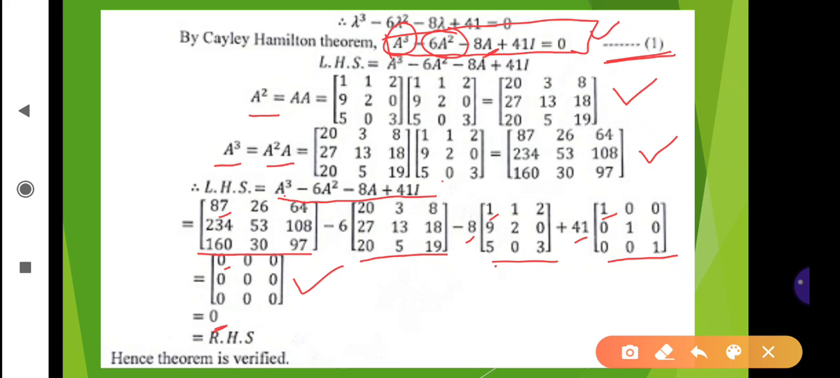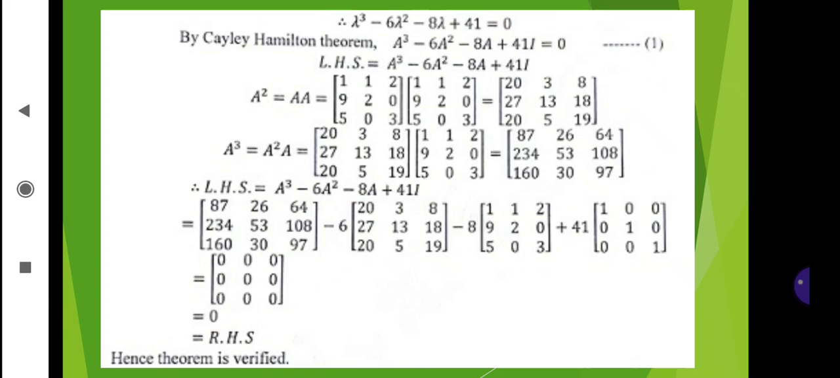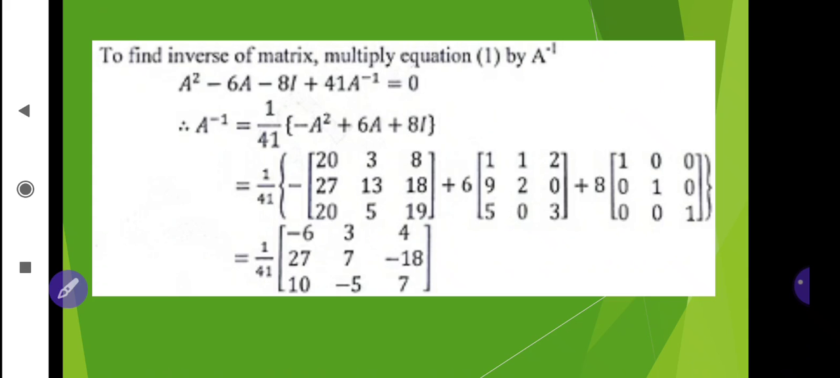So that is a single 0 you can write. So we will get the RHS. So here the Cayley-Hamilton theorem is successfully verified. Now let us proceed to the next part of the question. We have to find the value of A inverse.